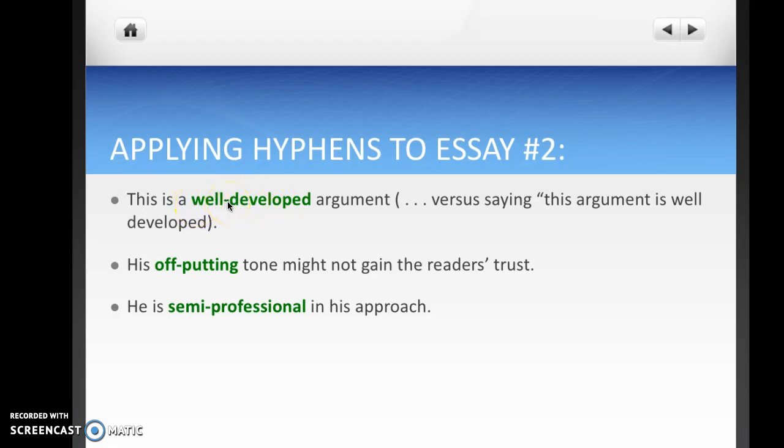So this is how you would set it up. You would need a hyphen first. His off-putting tone might not gain the reader's trust. So off-putting would be in with a hyphen. And then he is semi-professional in his approach. He's not fully professional, but he's semi. So the word semi, you'd want to hyphenate that.